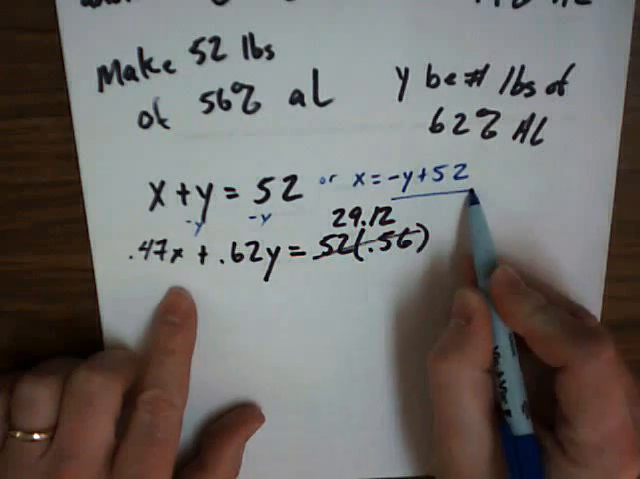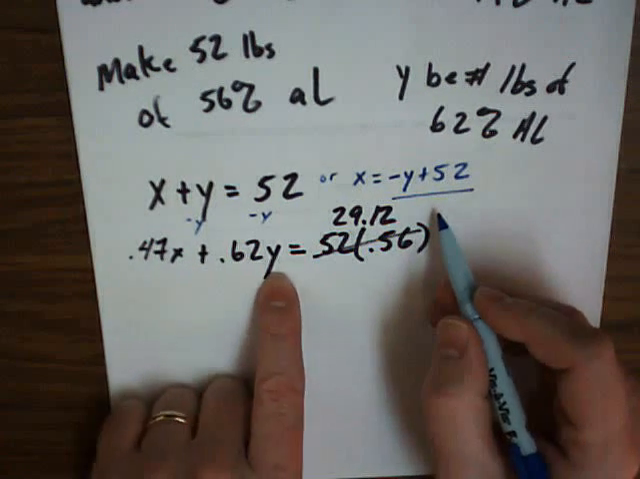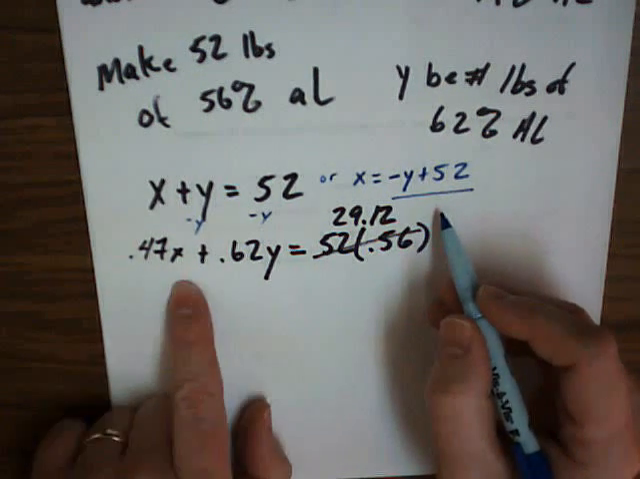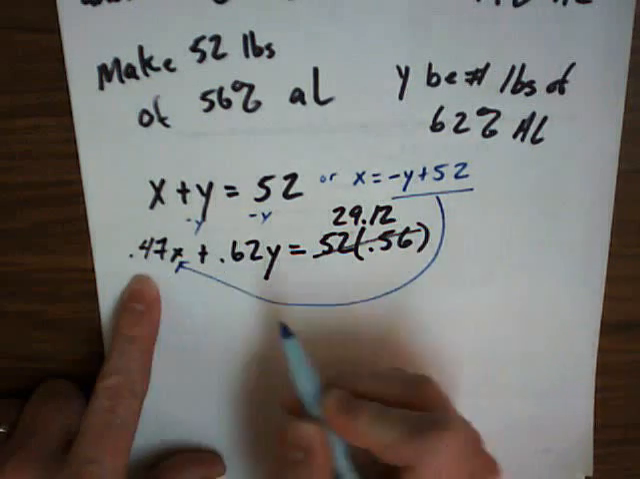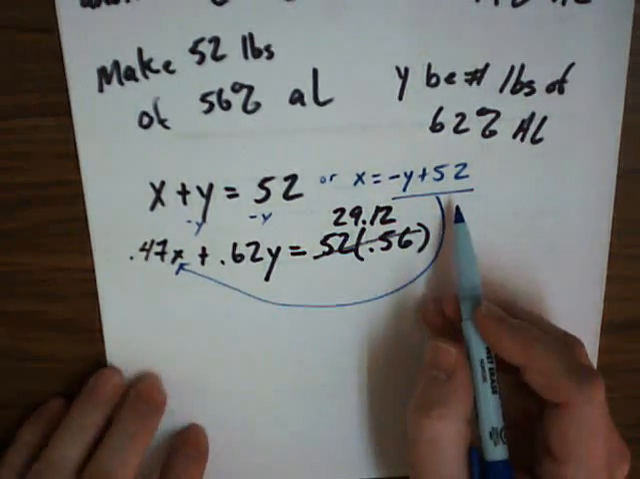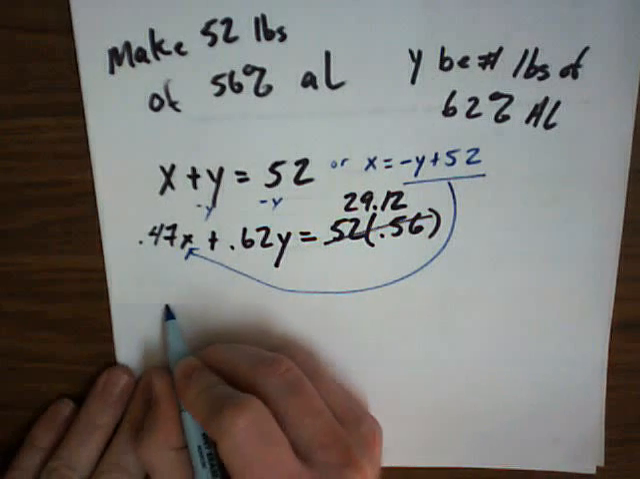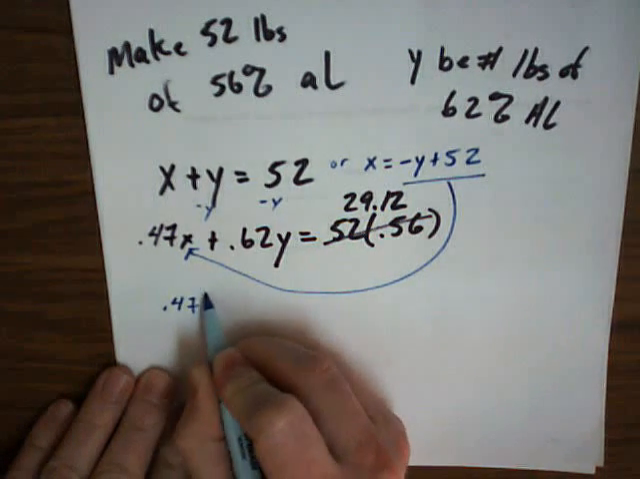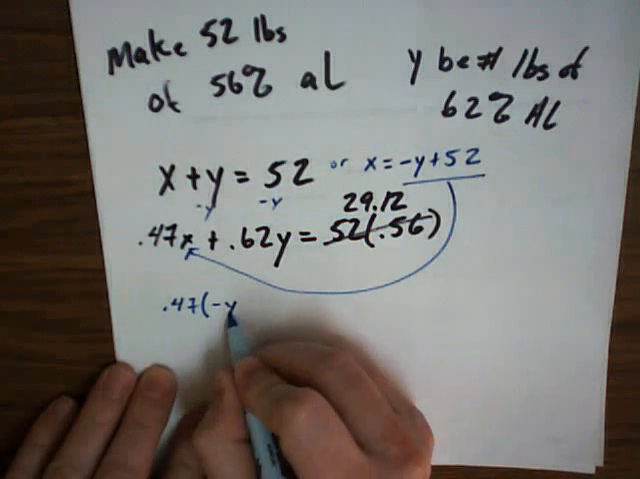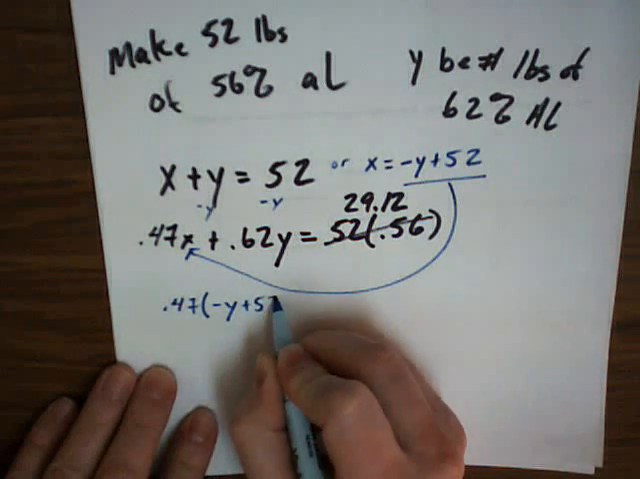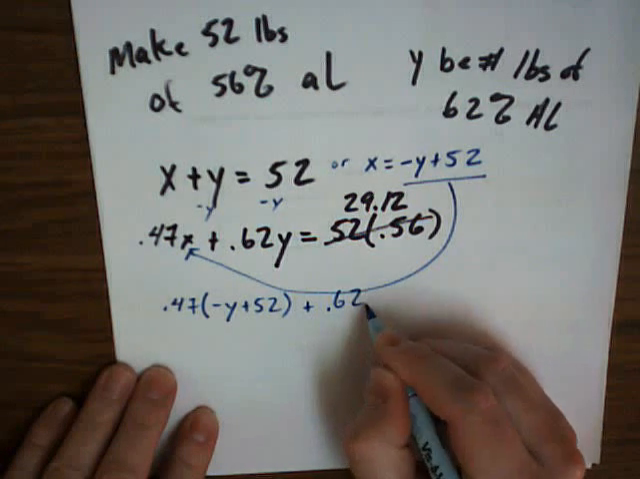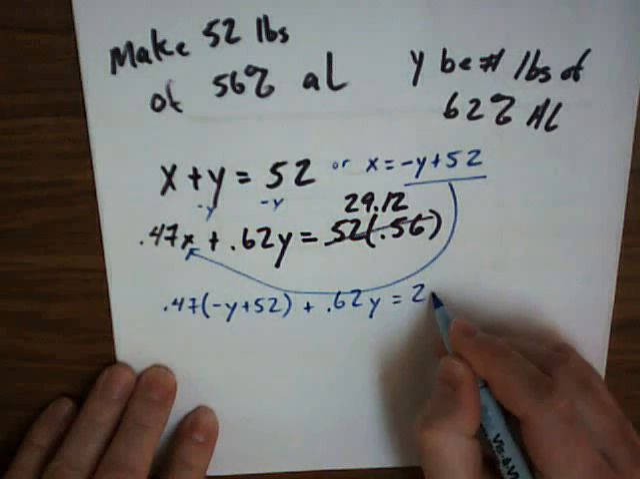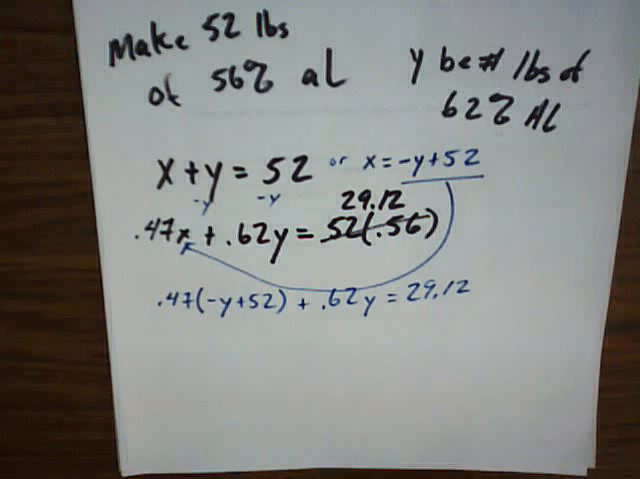Plug it in. So this would go in with the x or with the y? Which one does it get? It goes with the x, because you solved for x, right? So that becomes what I got underlined there. So I write that down: 0.47 times, in parentheses, negative y plus 52, plus 0.62y equals 29.12.